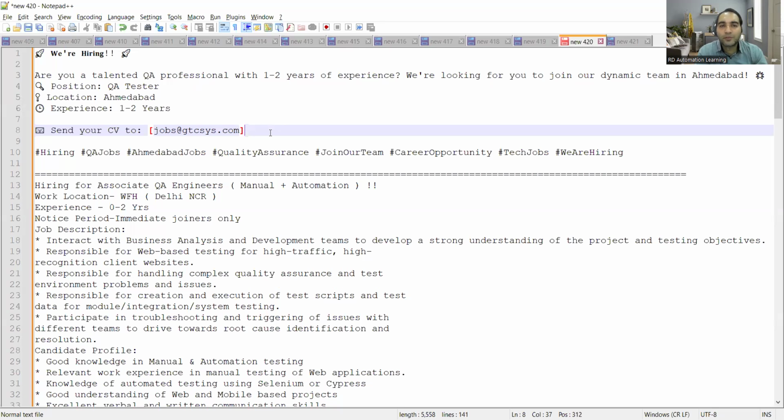So the first job opportunity is for a QA tester for the location Ahmedabad, and they are looking for someone who is having experience 1 to 2 years. You can apply to this particular email address. You can send your CV here.